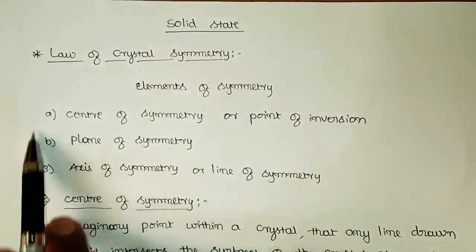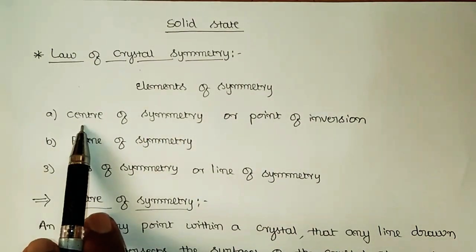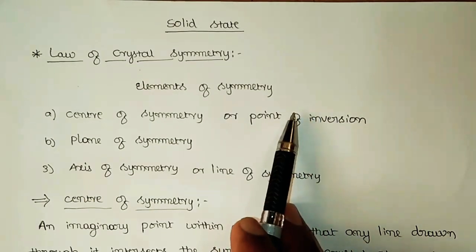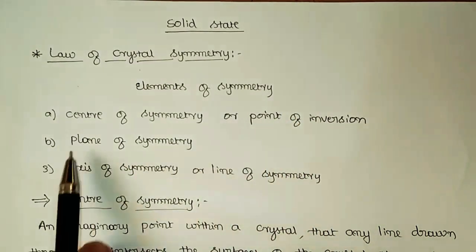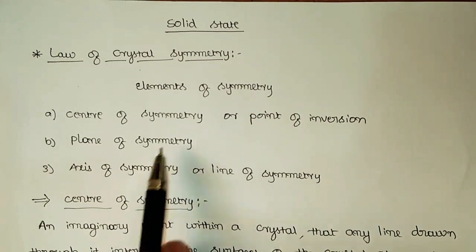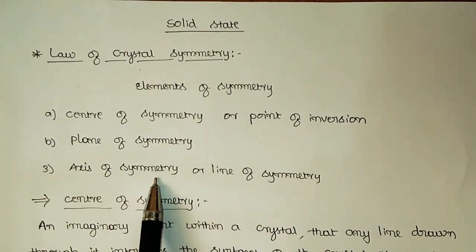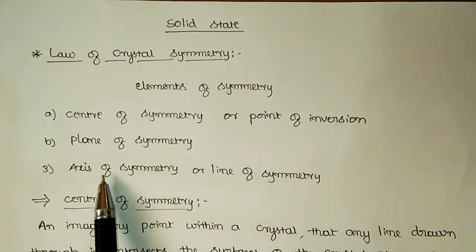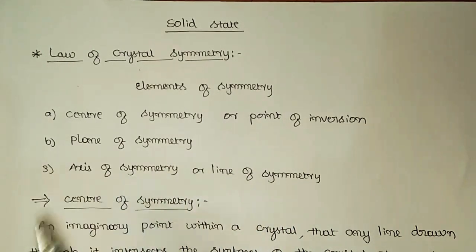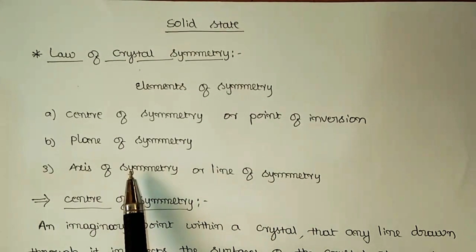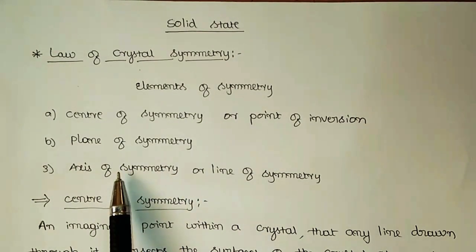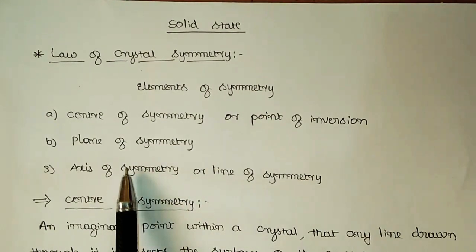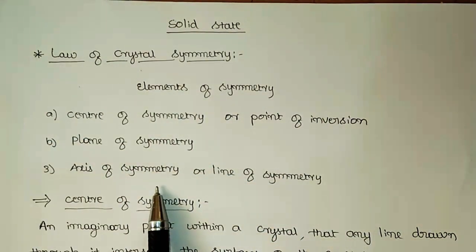There are three important elements of symmetry: center of symmetry, which is also called point of inversion, or point of symmetry. Secondly, plane of symmetry, and thirdly, axis of symmetry, which is also called line of symmetry. So totally we have 7 crystal systems. Each and every crystal does exhibit elements of symmetry. But in the current context, let me consider only the cubic crystal for explaining all these 3 elements of symmetry.